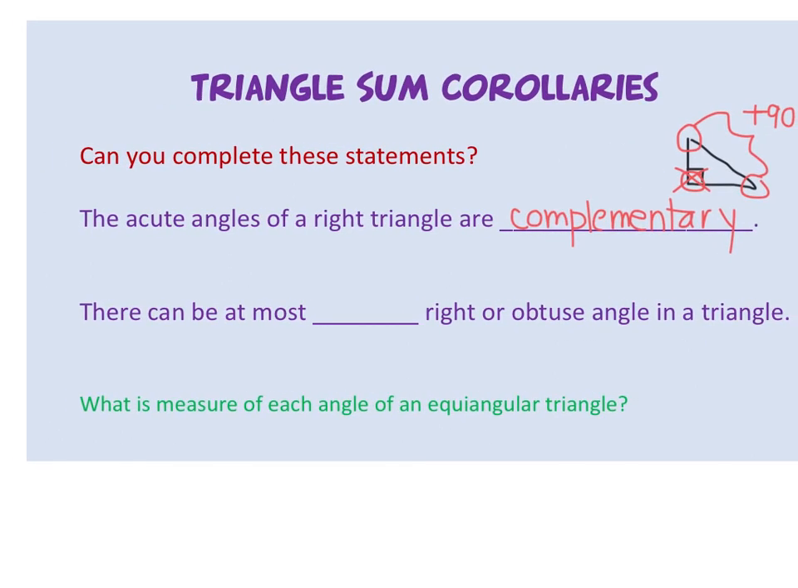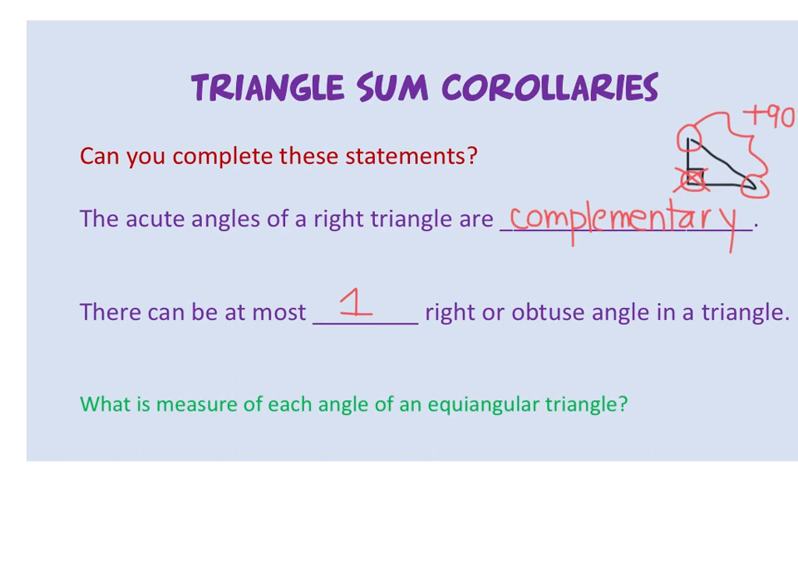Okay, there can be at most blank right or obtuse angles in a triangle. Hopefully you're all saying to yourself 1. A triangle can't have two right angles. If it had two right angles, that's already 180 degrees, and the sum of those two angles would be 180. If the three angles have to add up to 180, we can't have an angle that's 0 degrees in a triangle, so it has to be just one. Same goes with obtuse. Anything over 90, if you had more than one, your sum's going to be greater than 180, and the sum of the three has to be 180.